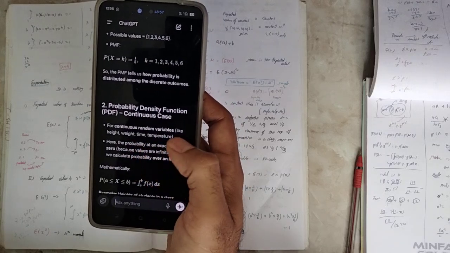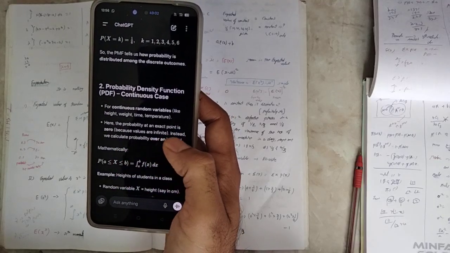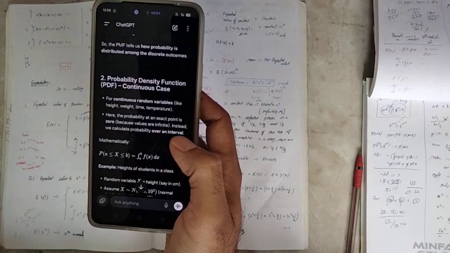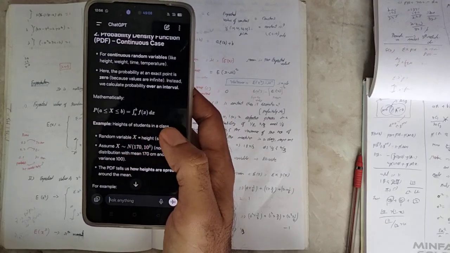like height, weight, time and temperature. Here the probability of an exact point is 0 because the number of values is infinite. So instead we calculate a probability over an interval, and for that we just apply integration.